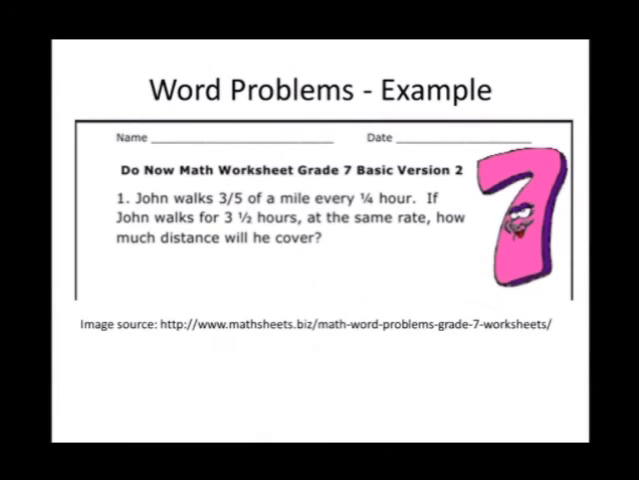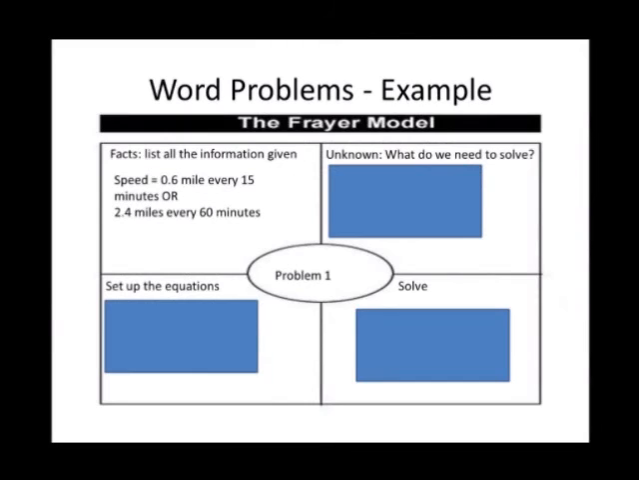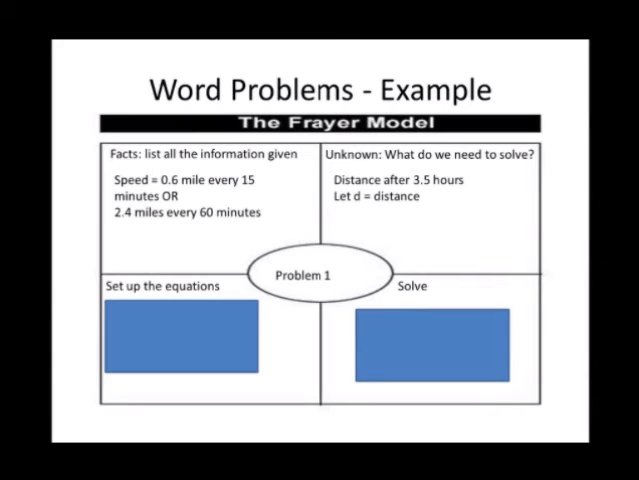For my example, I've chosen to do a simple distance equals velocity times time problem. John walks 3/5 of a mile every 15 minutes. If John walks for 3.5 hours at the same rate, how much distance will he cover? For the word problem, I've listed all the information given. Our speed is equal to 0.6 miles every 15 minutes, or 2.4 miles per hour. For the unknown, I realized we had to solve for distance after 3.5 hours, and I assigned the variable d to represent distance.